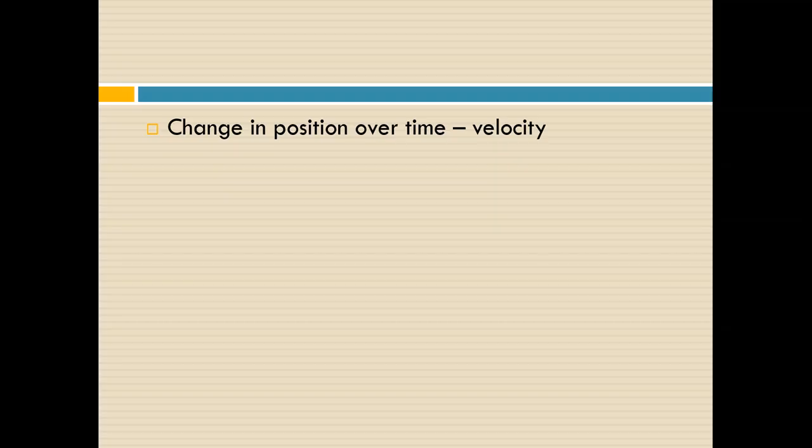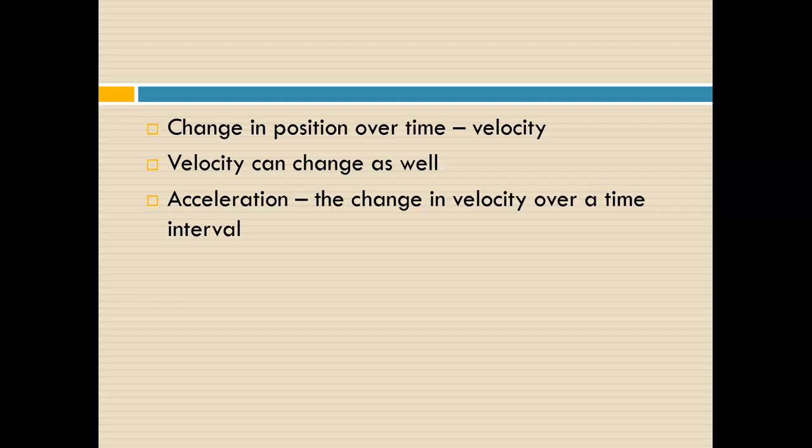We know that the change in position over time is how we're going to define velocity. Okay? So velocity is change in position over time. Thank goodness, again, the universe allows us to change the velocity. All you've got to do is take a look at any race. In any race, the racers always start at 0 and then they go up to some kind of speed. So the velocity can change as well. We're going to call that change in velocity over time the acceleration.